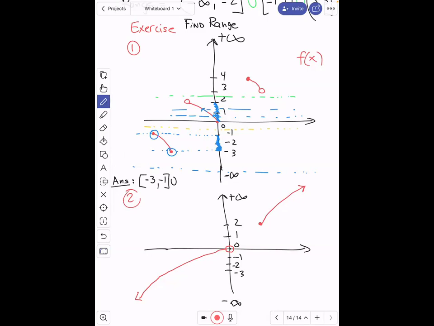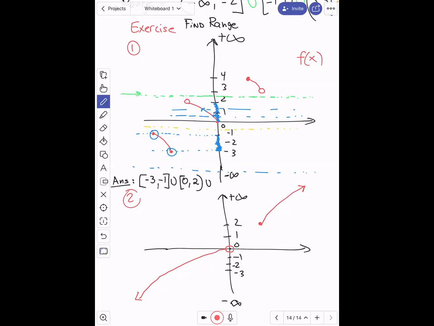And -3 actually is included. And then from 0 to 2, 0 is included, 2 is excluded. Positive 2 is excluded, right? Union. And then, as I said, you have to stop at +2 because between +2 and +3, there'll be no intersection, right? Like this green horizontal line here, there'll be no intersection.